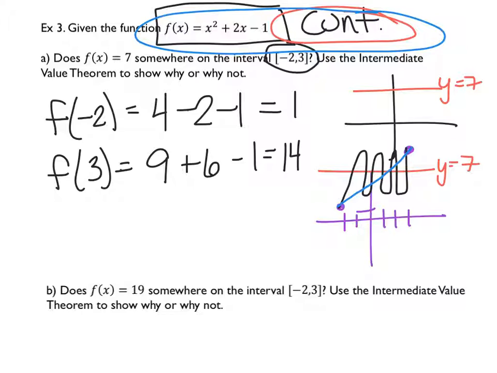Let's attack the same question, but does f of x have to equal 19? Well, we already did the math. If my y value here is at 1 and at 14, do I have to hit 19? Well, of course not. Could you? Yes. But the question is, do you have to hit 19? And that answer, of course, is no. I do not have a number below 19 and a number above 19.